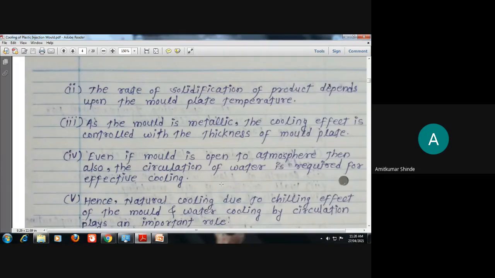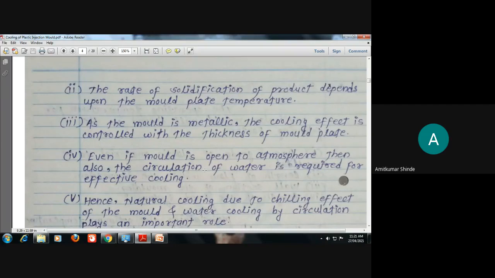Hence, we are providing the external cooling by circulating the water to get the effective cooling, that will come in the artificial cooling. That you have to just mention here. And another point you have to highlight here: whichever cooling effect or cooling rate is there, it depends on the temperature of the mold plate and thickness of the mold plate. In the natural cooling, you have to explain that when the mold plate comes in contact with the atmosphere, some transfer or dissipation of heat will occur. That will be termed as natural cooling.